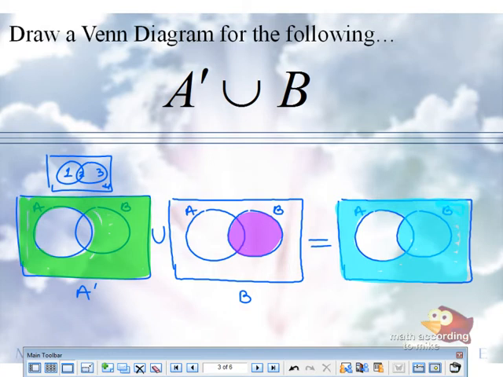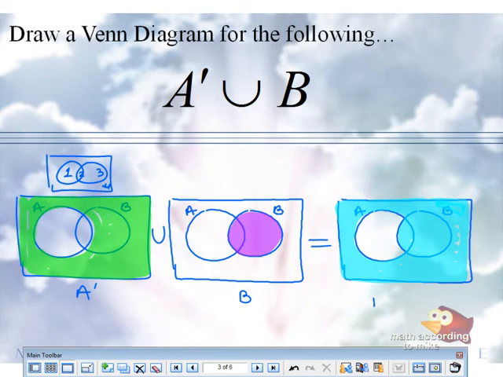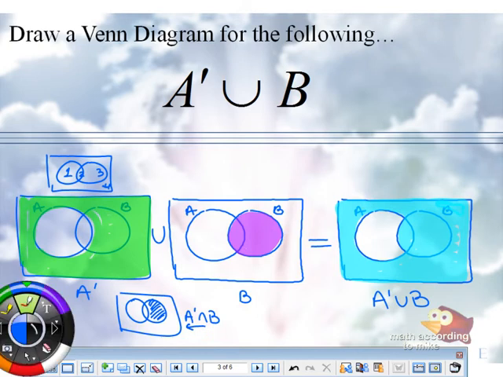So that last picture there is the Venn diagram of A prime union B. If I had had an intersection there instead of a union, what sections would you have drawn? Yeah, only 3 would have been shaded, because it's the only thing that they have in common.